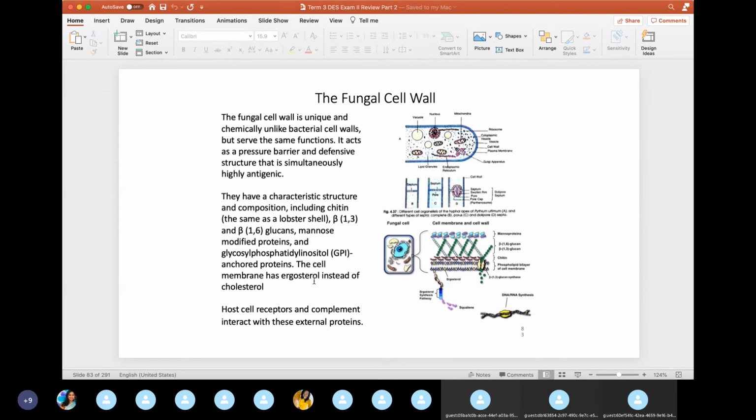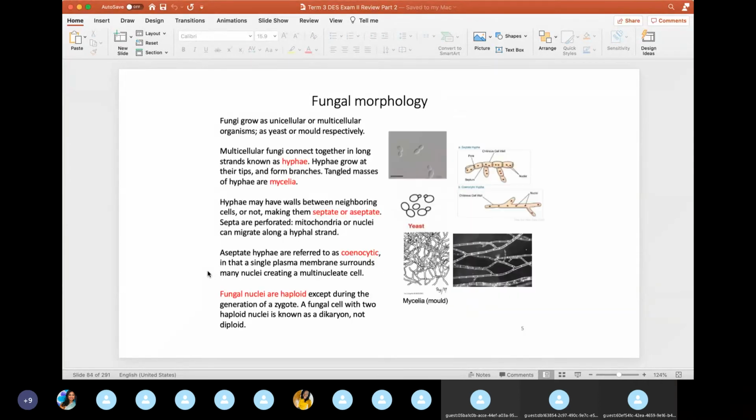So they have ergosterol instead of cholesterol in their membrane. That's also high yield. In terms of morphology, they can be unicellular or multicellular. As I've said, they can be a yeast or a mold. How do they decide which one is which? If I'm a fungi, how do I know if it's time to be a yeast or time to be a mold? Temperature. Exactly, temperature. Yeast in the heat, mold in the cold. Excellent. Yeast in the heat, mold in the cold.